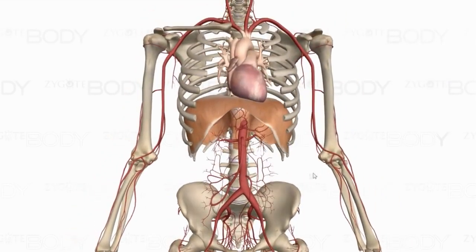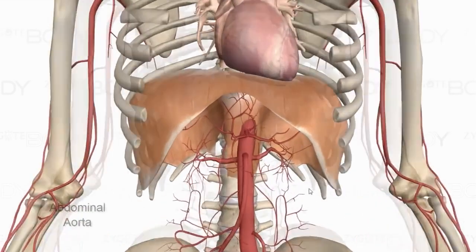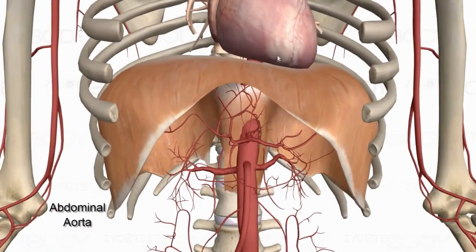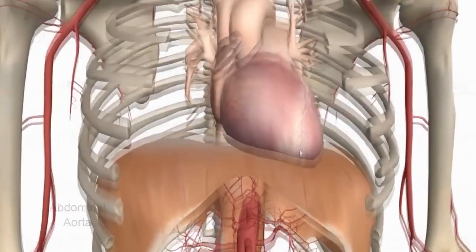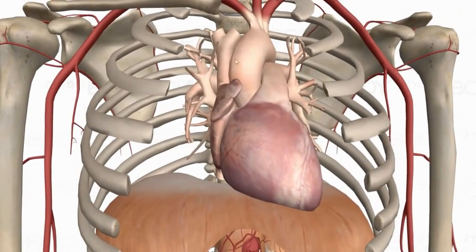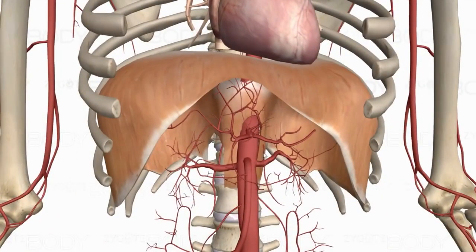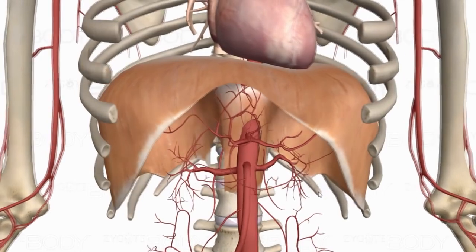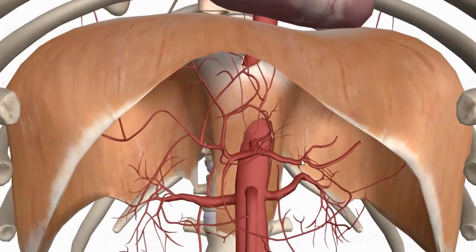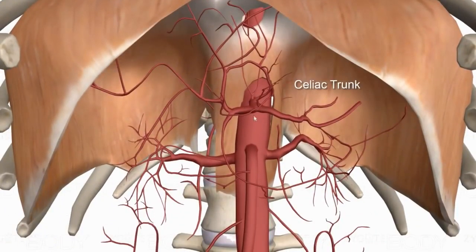Now let's take a look at the abdominal aorta as it pops through the diaphragm. Okay, so again we start off with the ascending aorta, the aortic arch, the descending aorta. Once it pops through the diaphragm, it becomes the abdominal aorta. And the first major branch here is going to be what's called the celiac trunk.